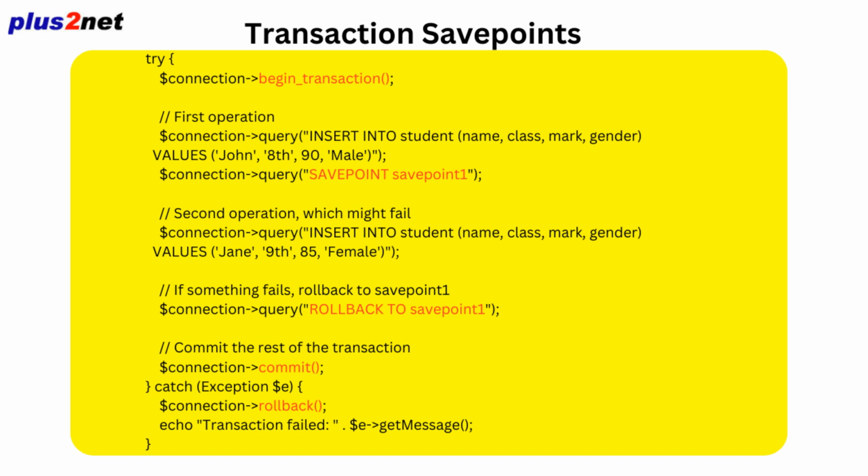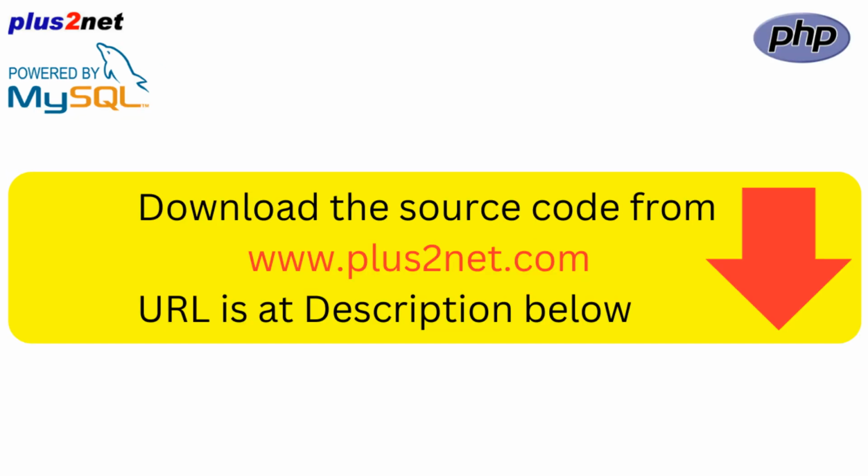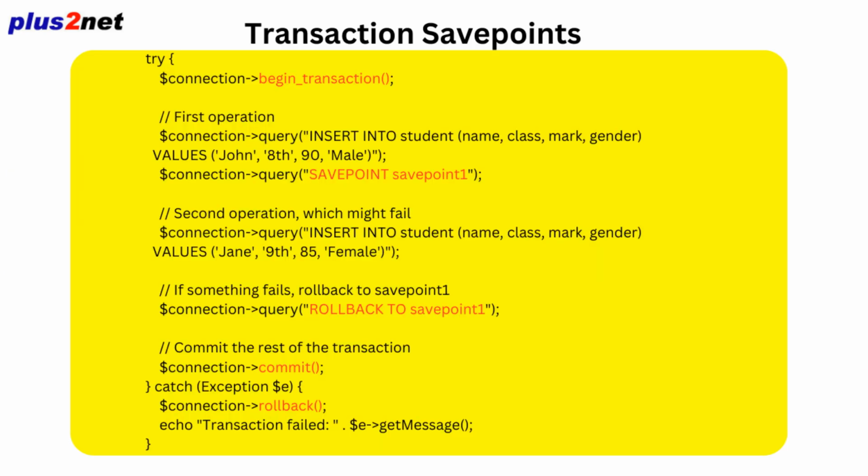So are you saying if, for example, the discount code doesn't work for whatever reason, we don't have to make them restart the entire checkout process? Exactly, you hit the nail on the head. Savepoint gives you the flexibility to rewind to specific points in the transaction without scrapping everything. It's super useful for those more complex situations where you don't want to throw the baby out with the bathwater, so to speak.